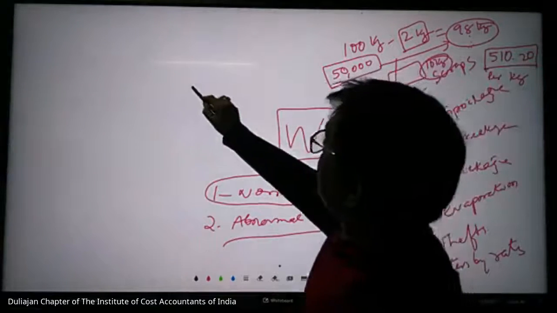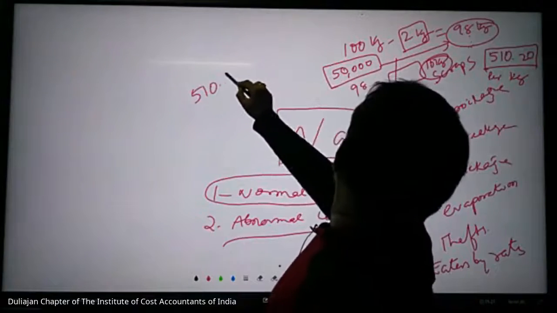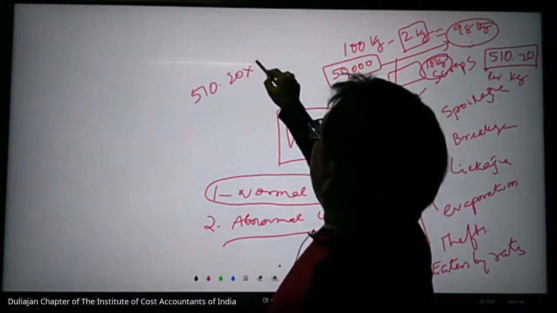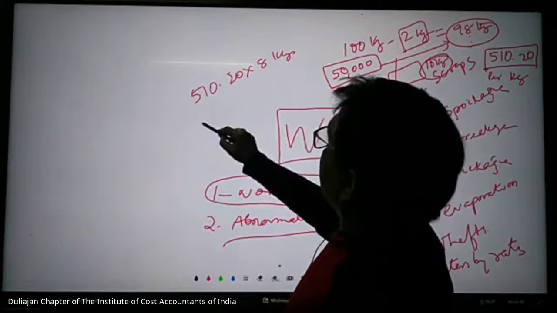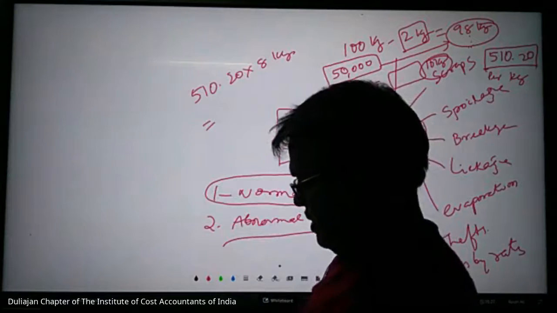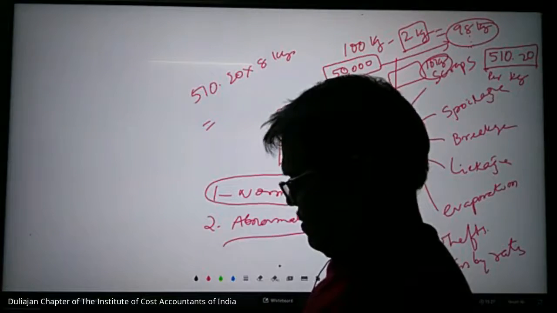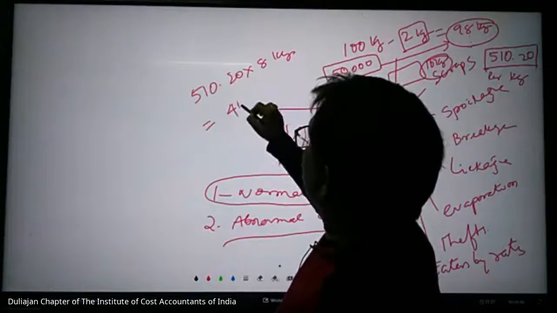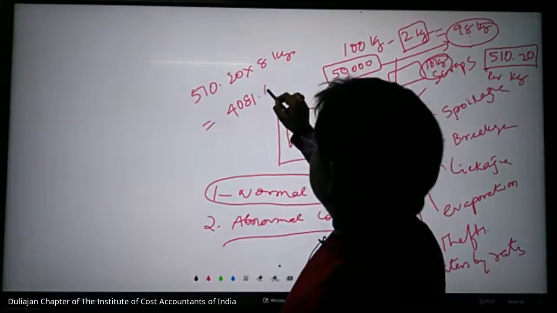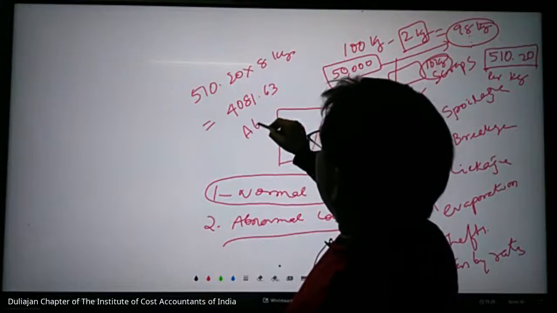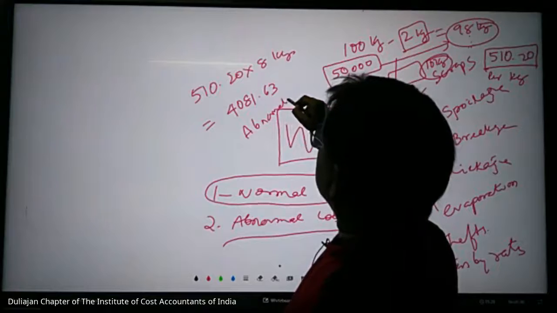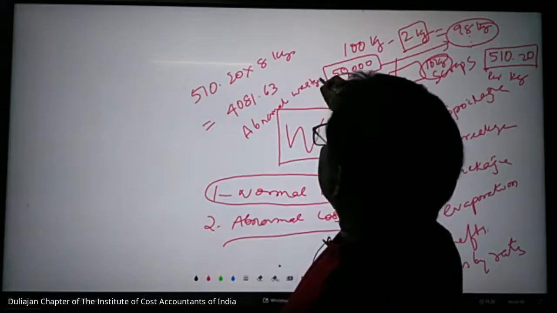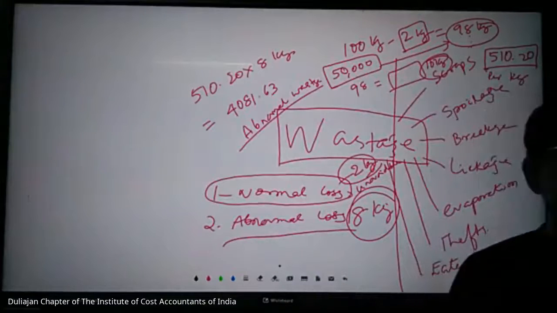So 510.20 into 8 kg. That is 4081.63, which is my abnormal wastage. I cannot take that into my account. This is my abnormal wastage.